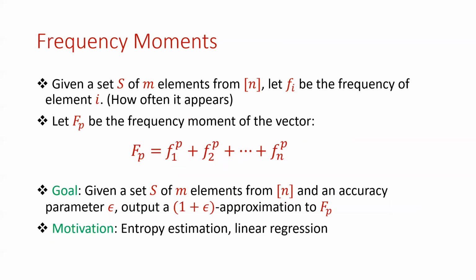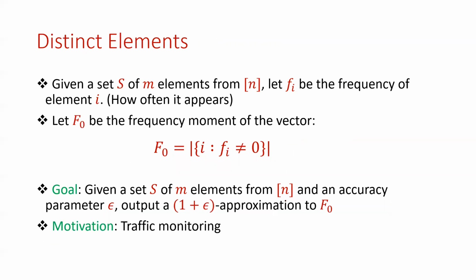A rather commonly studied problem is the frequency moments problem, where Fp is the frequency moment of the vector, and it's equal to the sum of the pth powers of the coordinates of the vector. And given an accuracy parameter epsilon, the goal is to output a 1 plus epsilon approximation to Fp. Another commonly studied problem is the distinct elements problem, in which the goal is to output the number of unique elements that appear in the stream. In particular, if we're given an accuracy parameter epsilon, we would like to output a 1 plus epsilon approximation to F0.